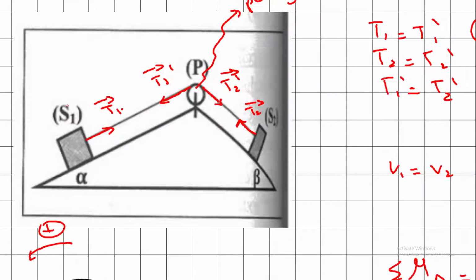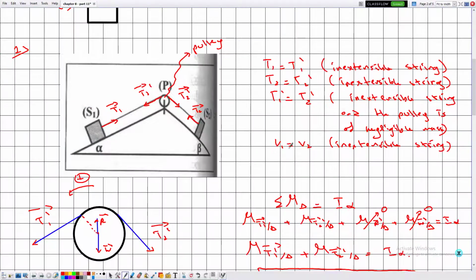Because if the string is inextensible, it is always stretched. If this solid is displaced by a displacement delta x, then this will also be displaced by delta x, and time is absolute. Time is the same for s1 and s2. For this reason, the speeds of s1 and s2 are equal, because the string is inextensible. Because the speeds are equal at all instants, we have that a1 is equal to a2.